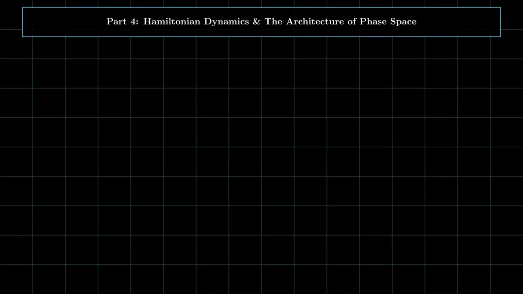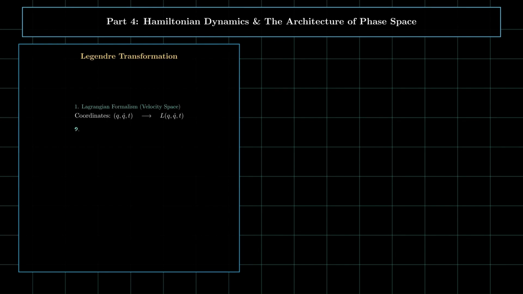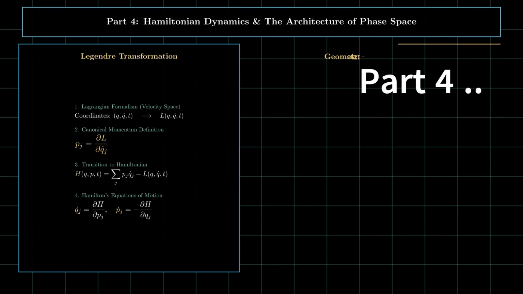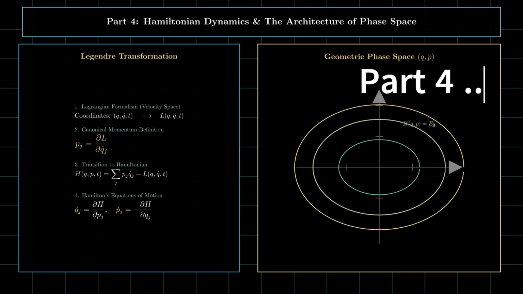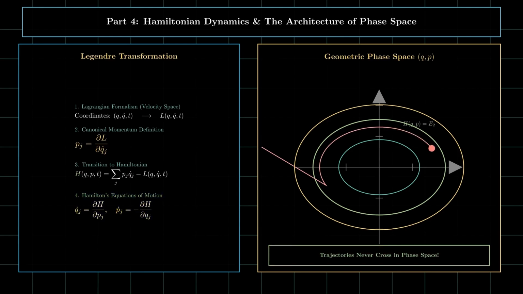Now that we know how paths are determined in configuration space, what happens when we shift our perspective from velocity space to momentum space? In Part 4, we will explore what is actually Hamiltonian dynamics and discover the rich geometric architecture of phase space.